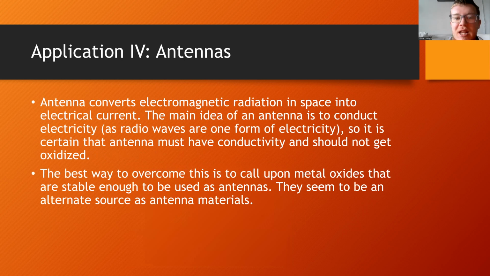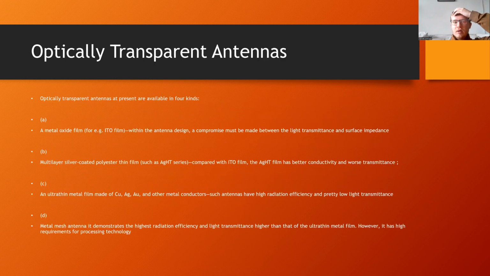The next application I'd like to discuss is antennas. An antenna converts electromagnetic radiation in space into electrical current. The main idea of an antenna is to conduct electricity, as radio waves are one form of electricity. So it is certain that an antenna must have conductivity and should not get oxidized. And the best way to overcome this oxidation is to call upon metal oxides that are stable enough to be used as antennas. And they seem to be an alternate source as antenna materials.